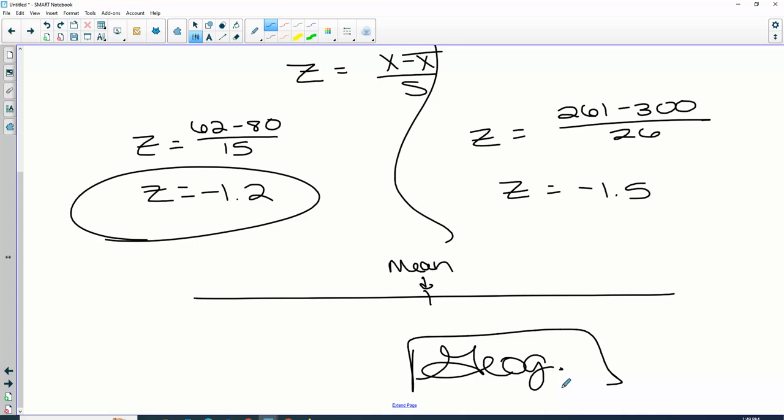So I did better on my geography, because here's negative 1.2, here's negative 1.5. This is the better one. Now, if they were both positive numbers, which one would have been better? The 1.5 would have been better in that case. So you do have to think about it when you have those negatives there.